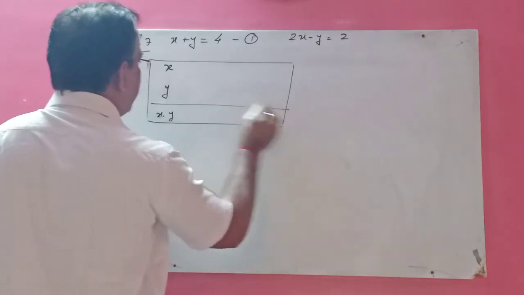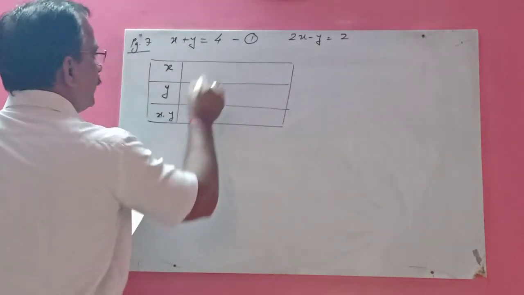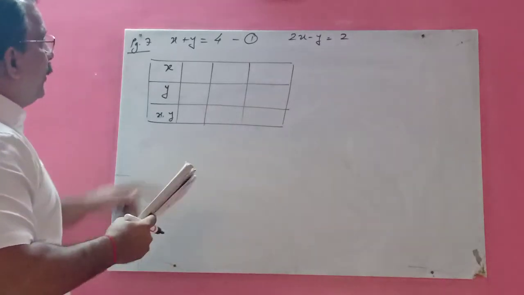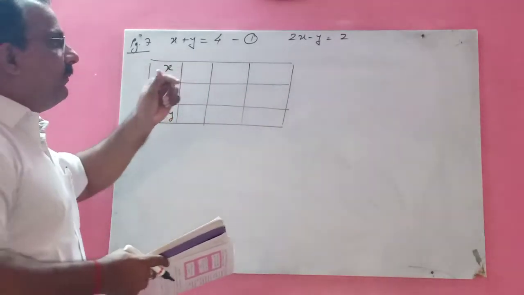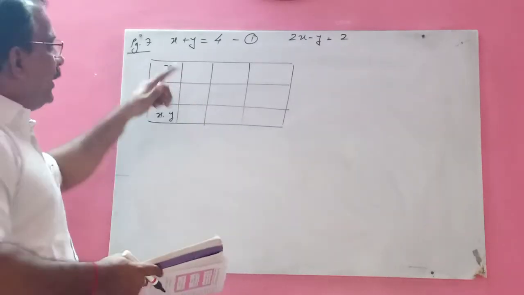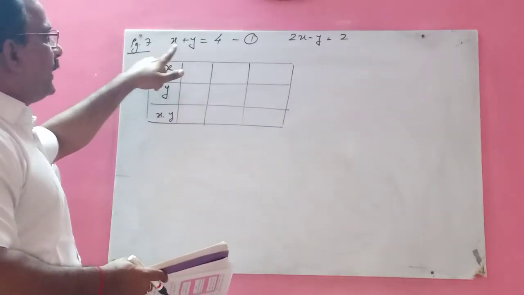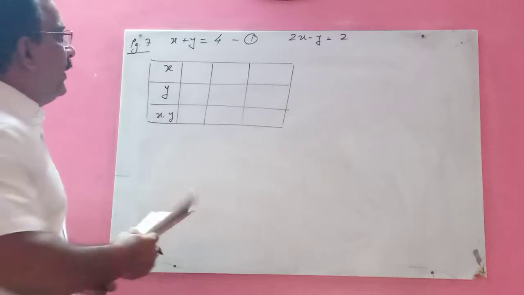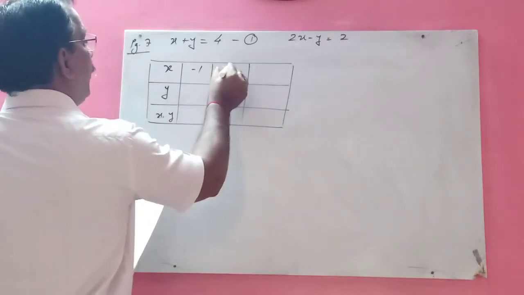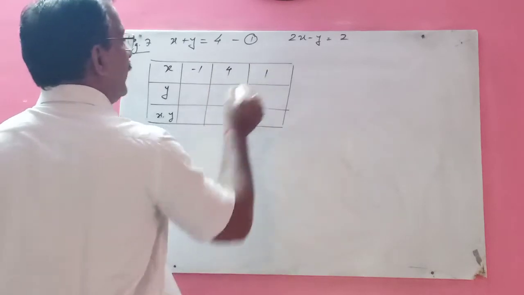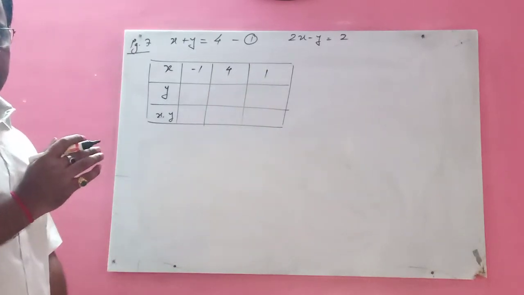At least 3 points are required, children. So to find out x or y, take any variable value from your side. If you want to find out y, take x as any number. Suppose I am taking here x equal to minus 1, 4 and 1. This you should take from your side.